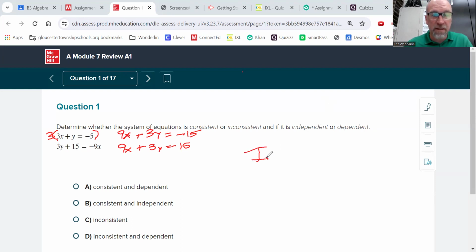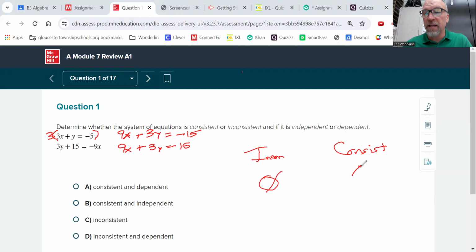inconsistent, or consistent. I can't be both. I can only be one or the other. Inconsistent means no solutions. This is all on page 387 in your book where you wrote the notes. Consistent means you have answers. Okay. Do I have answers? Yes, I have an infinite set of answers.